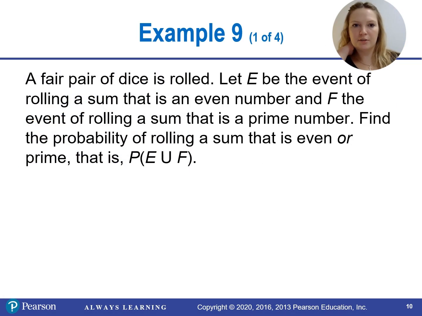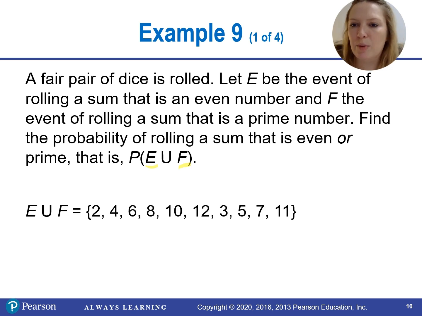All right, let's think about a different experiment where we're rolling a fair pair of dice. E is the event that we roll an even sum, and F is the event that we roll a sum that's a prime number. So we might want to know what the probability of rolling a sum that's either even or prime. So the probability of the outcome space of evens union the outcome space of the primes.